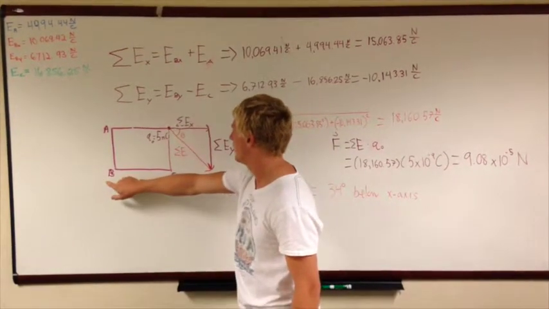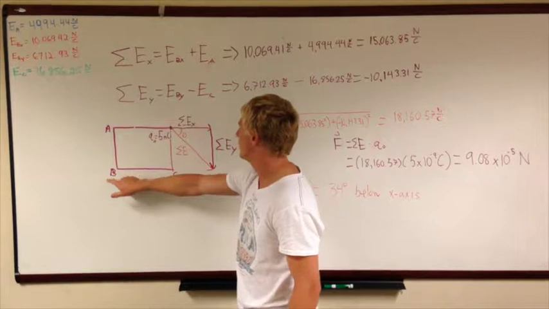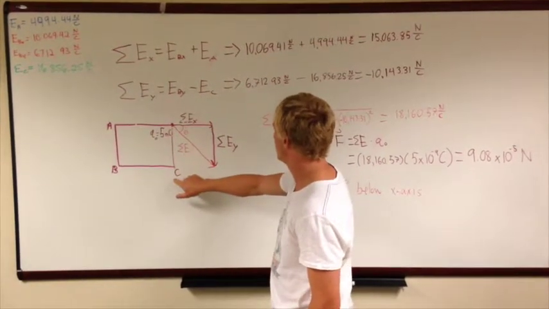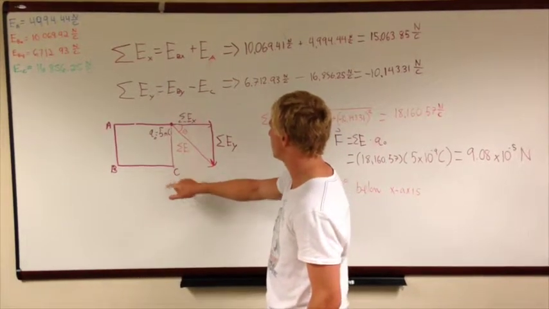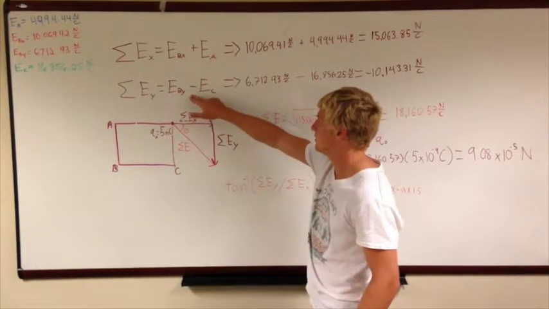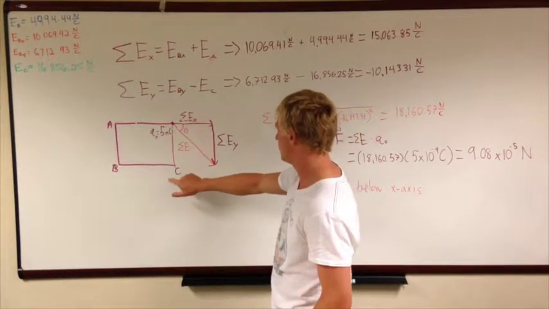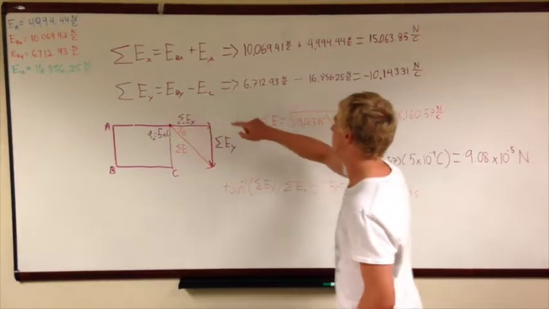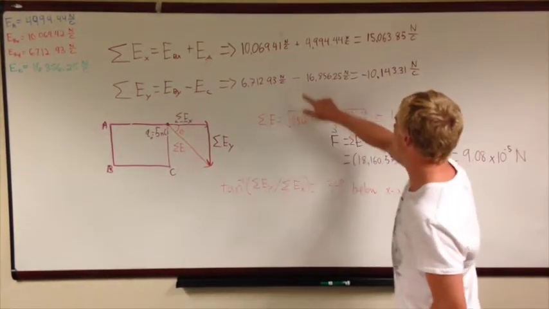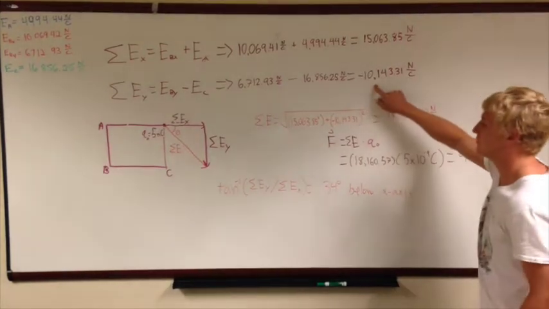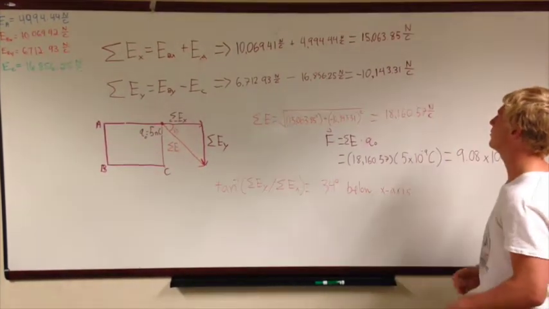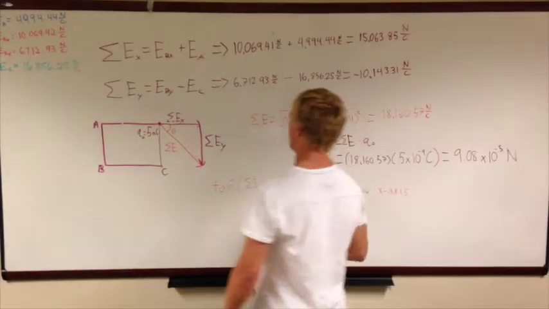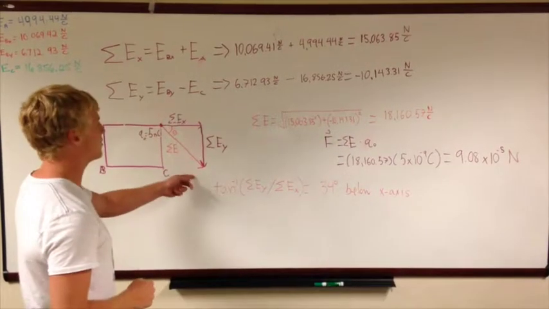And we do the same thing in the y direction. So we find the y direction from this particle acting on this particle here, minus the electric field acting from this particle. Now it's important to note that this is a negative here because this is a negative charge and this is a positive charge, so that attraction is going to create that negative y direction pull. And so you see that negative here, and that is why we get a negative 10,143.31 newtons per coulomb.